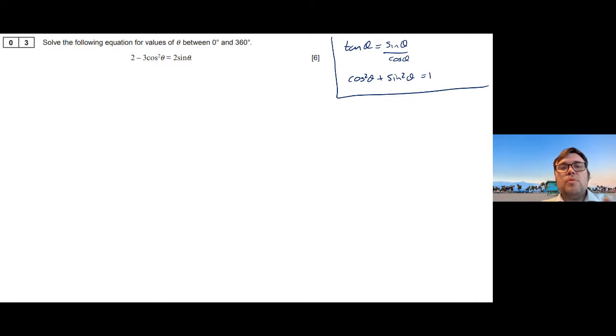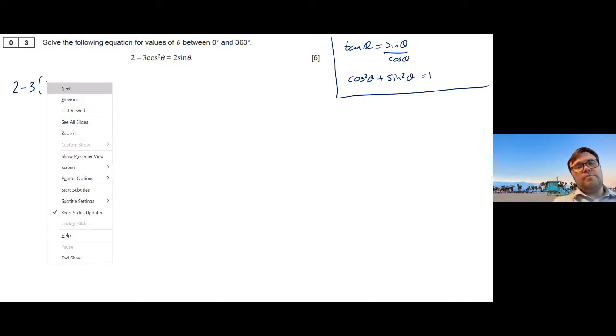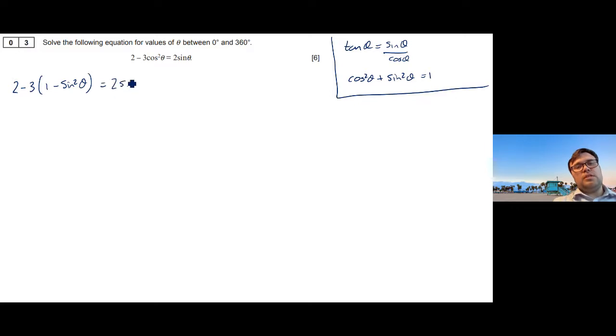If you've got a cos squared or sine squared in there, the first position I would be doing is to look to see whether or not, if you've only got one of them, you should be using the second equation. If you've got both of them, then you're probably going to get it in terms of tan squared. So we are going to substitute this out, the cos squared. So we've got 2 minus 3. Instead of cos squared, we're going to put 1 minus sine squared theta, and that is going to be equal to 2 sine theta.